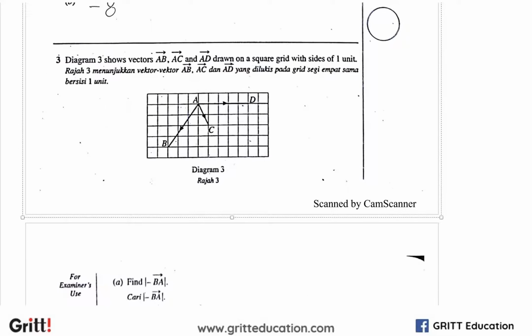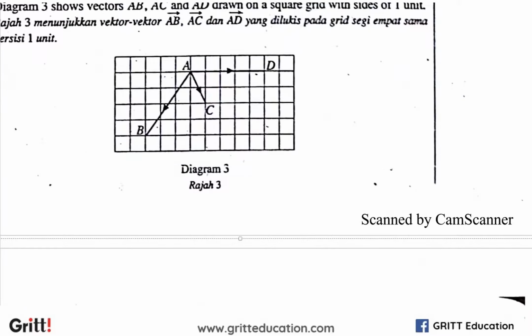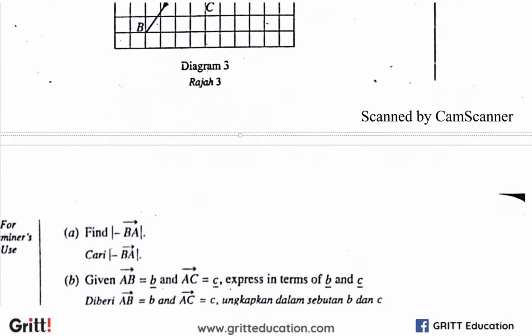Diagram 3 shows vectors AB, AC, and AD drawn on a square grid with sides of 1 unit. So we can actually see here that's the vectors that are involved.